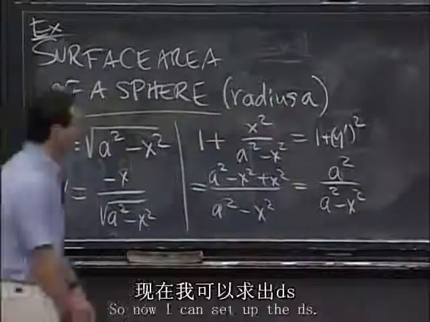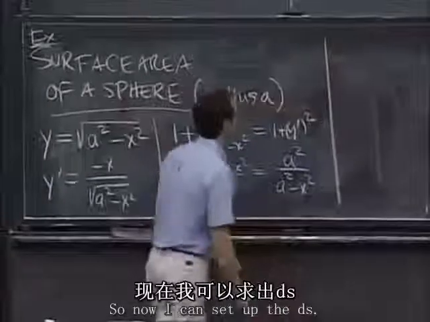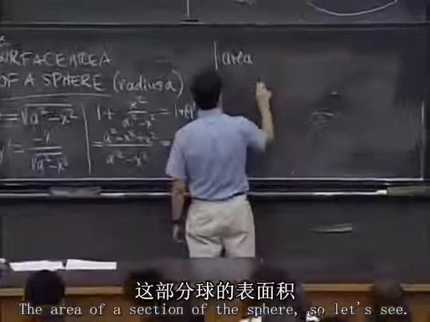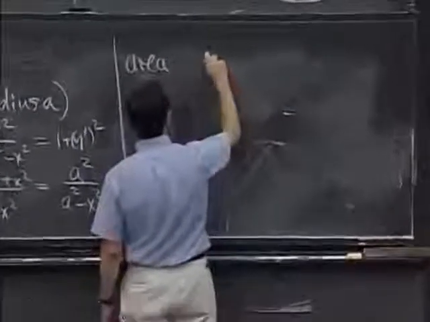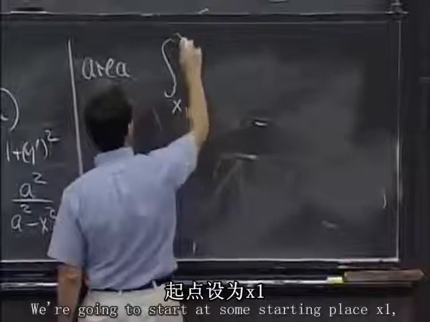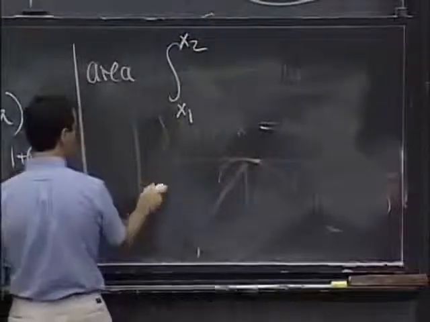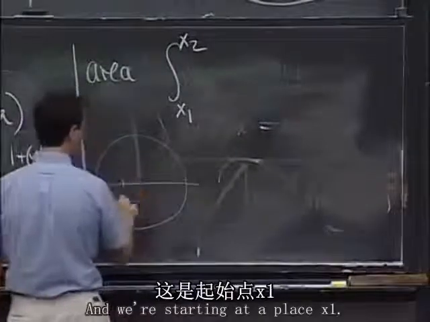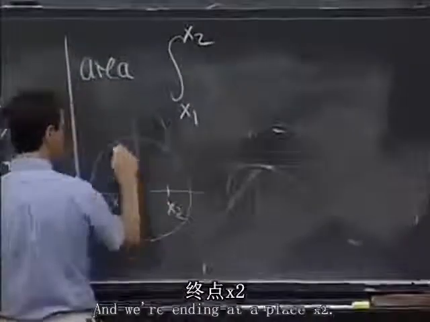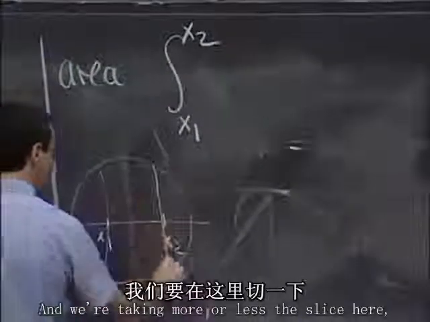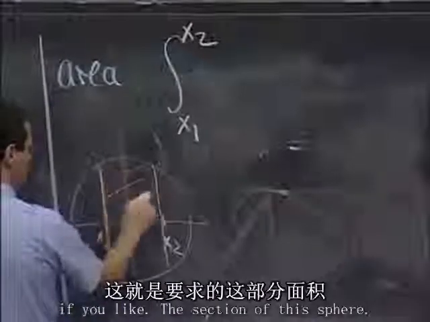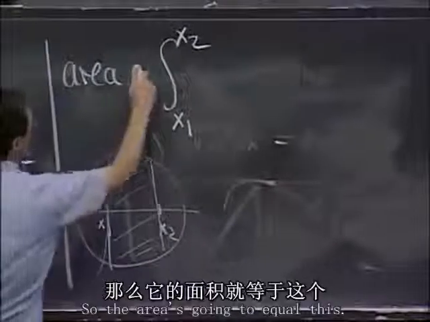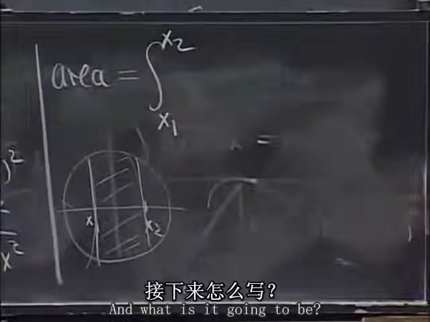All right? So now I can set up the ds, and so here's what happens. The area of a section of the sphere, so let's see, we're going to start at some starting place x1 and end at some place x2. So what does that look like? Here's the sphere, and we're starting at a place x1, and we're ending at a place x2, and we're taking more or less this slice here, this section of the sphere. So the area is going to equal this. And what is it going to be?